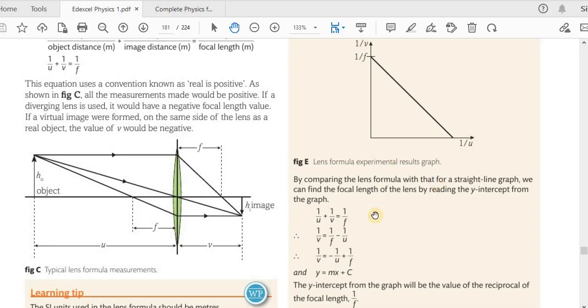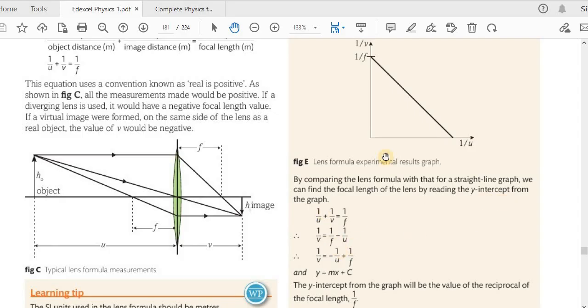So what we can do, we can vary these quantities. We can use different lenses, but we are not changing f. We can change v, image distance, and object distance. And then we can draw this graph. The y-intercept will be 1 over f.